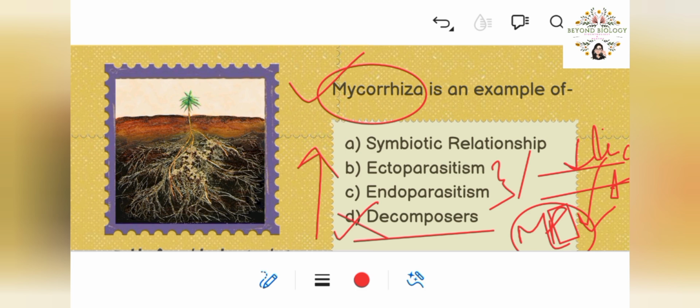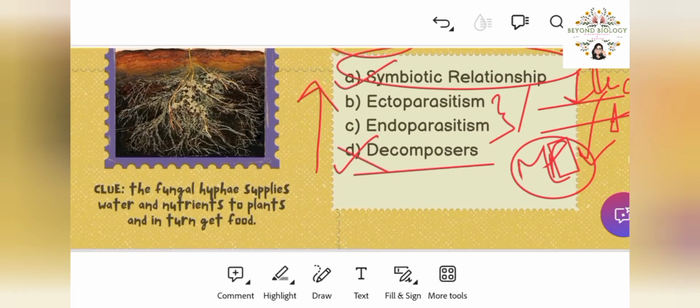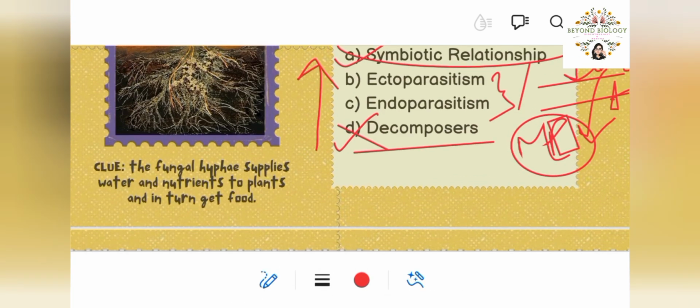And finally, what is the first option? The correct answer is symbiotic relation, and we have discussed this numerous times. What is a symbiotic relation? In which both are benefited positively, and it is obligatory in nature. For example, in the case of mycorrhiza, it is an association between the fungal hyphae and the roots of higher plants. How does this happen? The fungal hyphae supply water and nutrition to what?